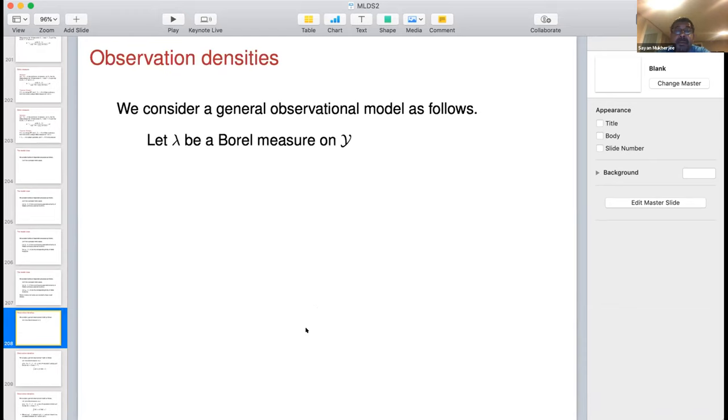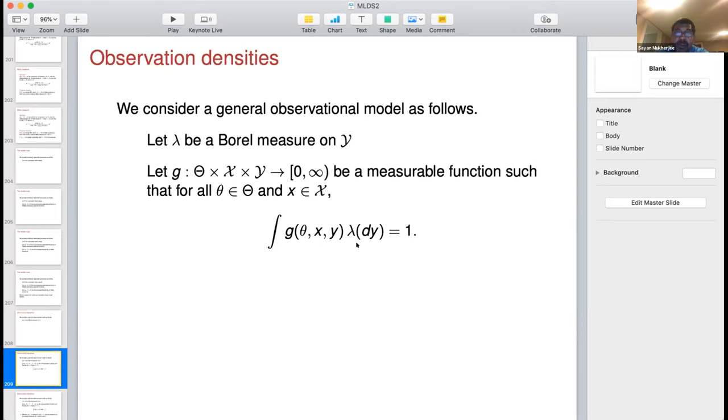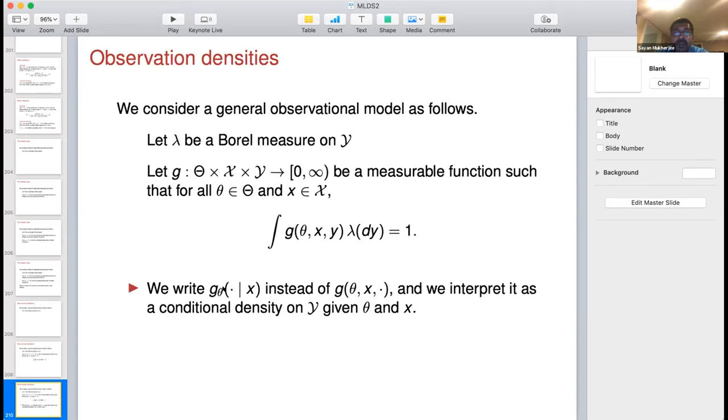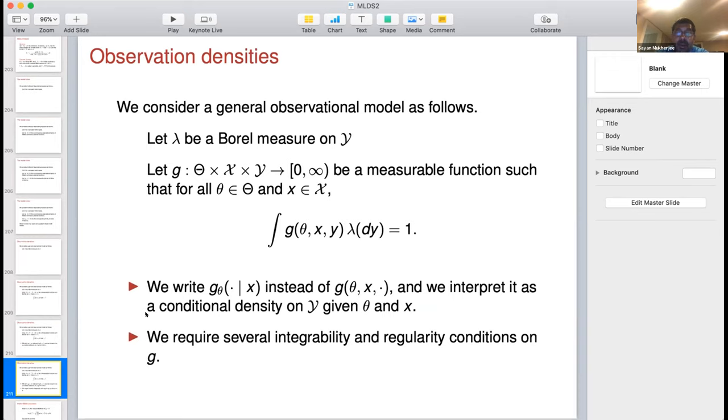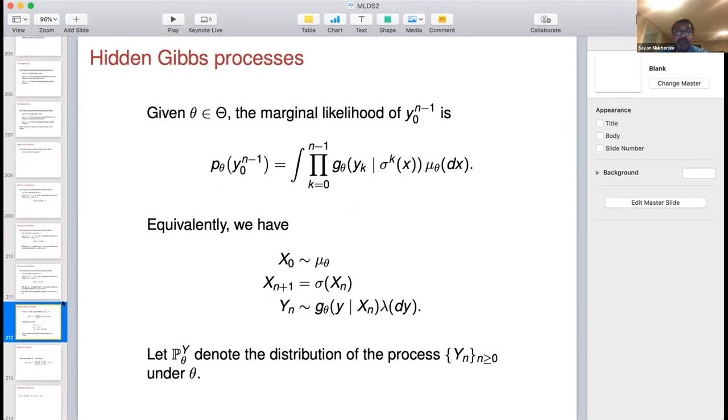Observation densities: a Borel measure on Y, a measurable function g with some integrability property, and we'll often write just g theta of x. Like I told you before, we need some integrability and regularity on g. So this is what we call a hidden Gibbs process. We're generating data from a mixing shift of finite type, that's the sigma sub k of x, and then you throw this observation process on it. Take the product, integrate it with respect to the Gibbs measure, and that's my marginal likelihood.